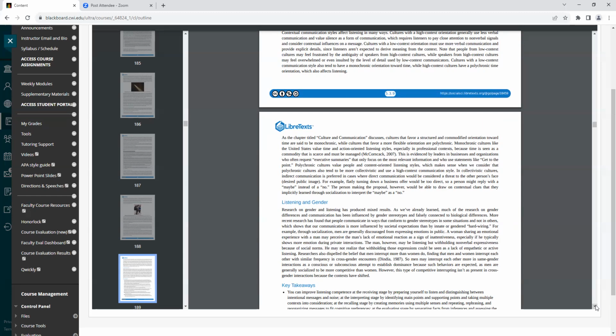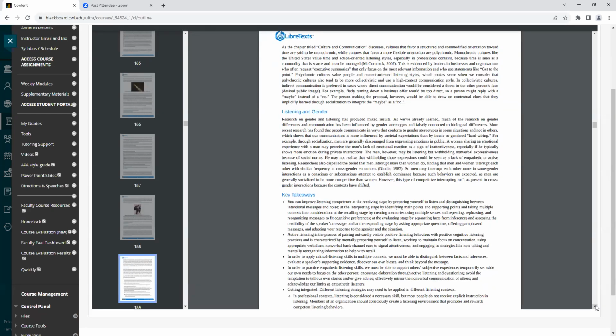Note that people from low context cultures may feel frustrated by the ambiguity of speakers from high context cultures, while speakers from high context cultures may feel overwhelmed or even insulted by the level of detail used by low context communicators. Cultures with a low context communication style also tend to have a monochronic orientation toward time, while high context cultures have a polychronic time orientation, which also affects listening.